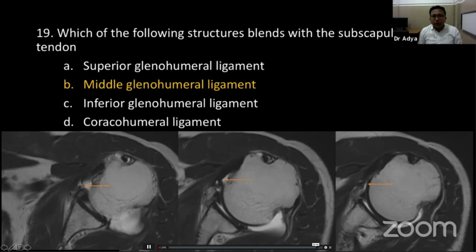I have already shown you the superior glenohumeral ligament within the rotator interval and the inferior glenohumeral ligament forming the axillary recess. Now, the key to identify the middle glenohumeral ligament is that we have to search anterior to the anterior glenoid for any structure which goes from the glenoid and gradually blends with the subscapularis tendon. So this is the subscapularis tendon, this is the anterior glenoidal margin. There is a thin structure going, and in subsequent scans it gets blended with the subscapularis tendon. That's your middle glenohumeral ligament. So the answer is B, middle glenohumeral ligament.